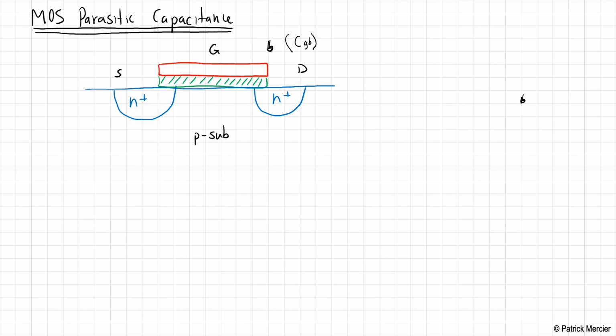Okay. Now, just to be clear, there is capacitance that exists across all of these terminals here. So this would be what we call CGS. This is CGD. We have capacitance between the gate and directly in the substrate. And then we also have capacitance between the doped region and the substrate. This is CSB. And capacitance between this other doped region and the substrate, and that's CDB.